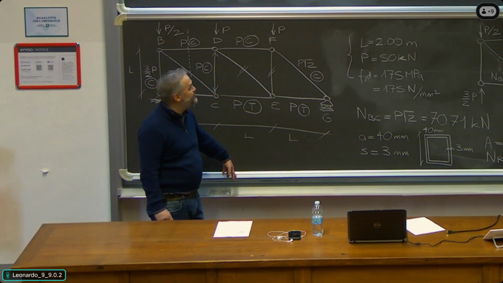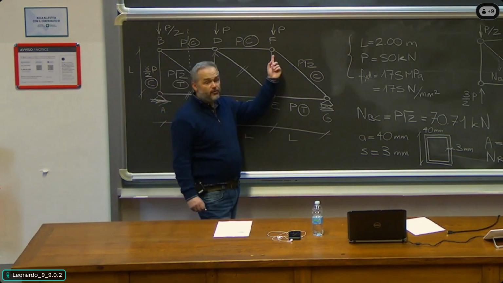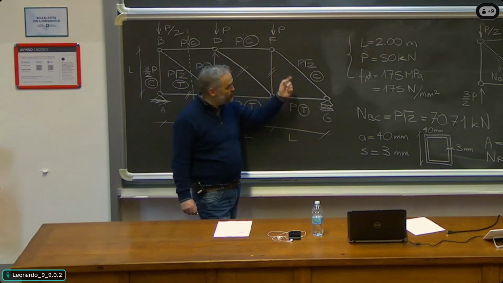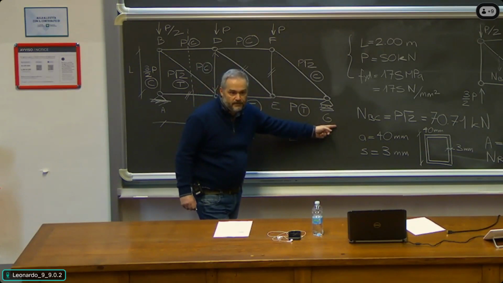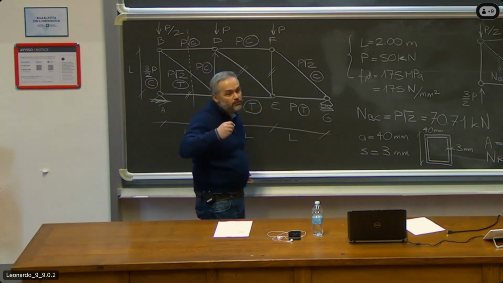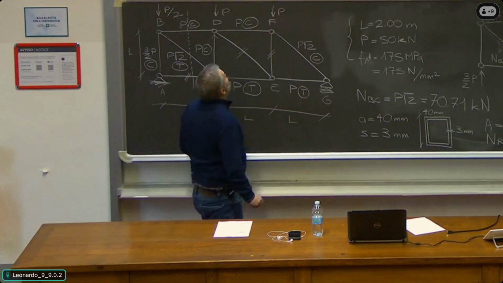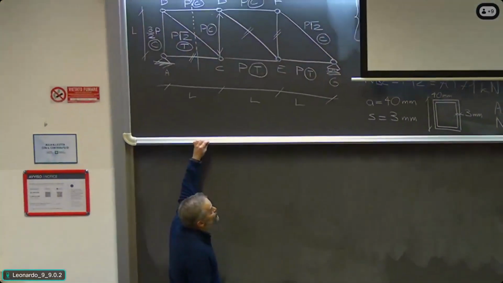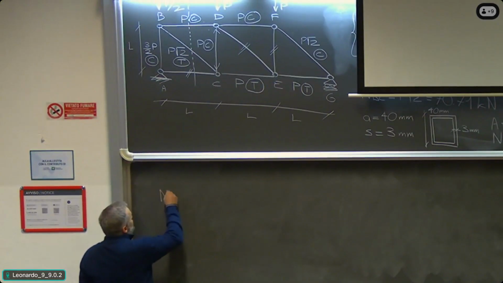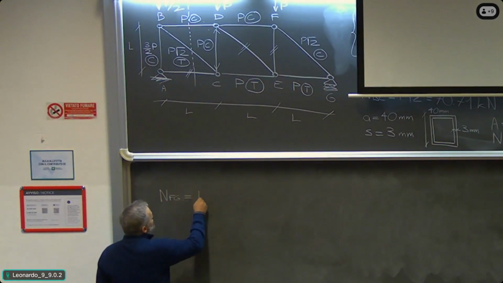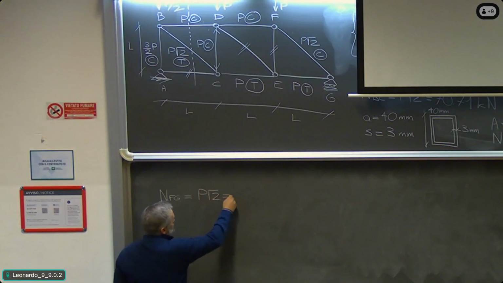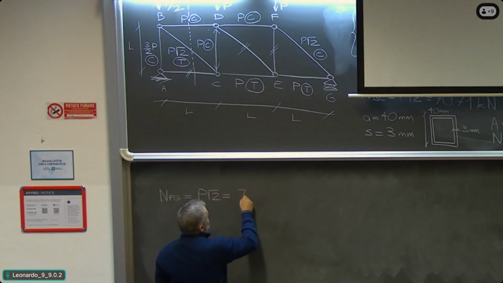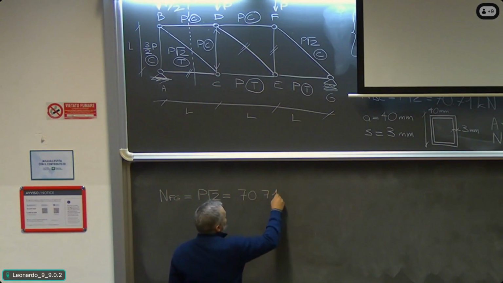So one way to check it is, if you remember, we worked out NGF or NFG from node F. One thing you could do is work it out by starting from node G, okay? So we'll not repeat it because it's no different from what I did previously. So I will instead focus on NFG, whose value is P square root of 2 compression. Again, the value is 70.71 kilonewtons.